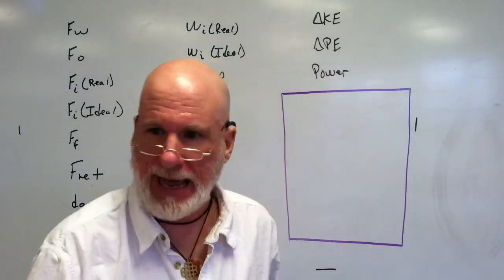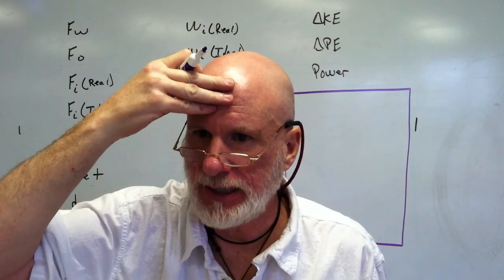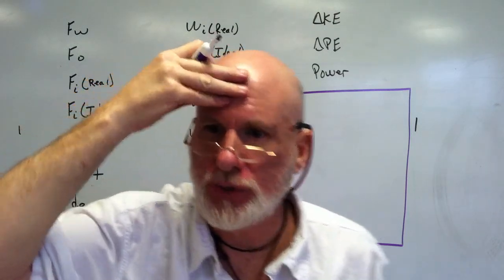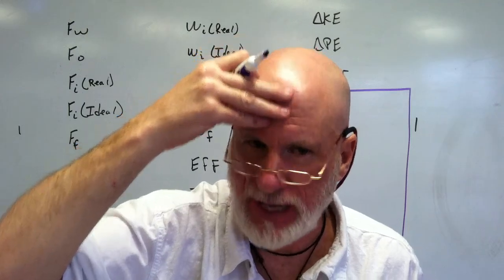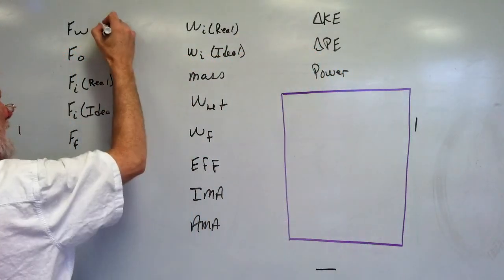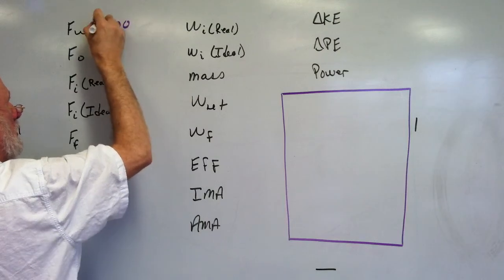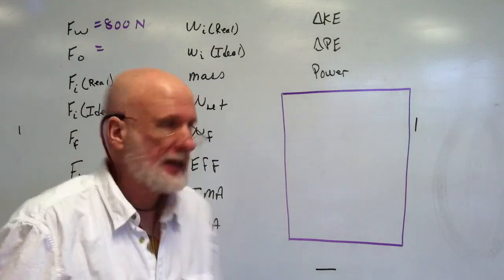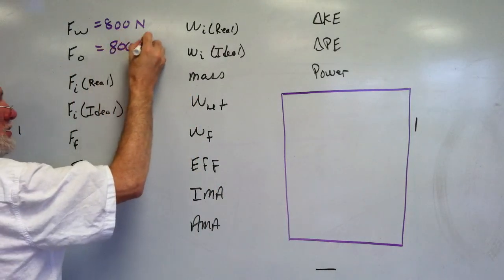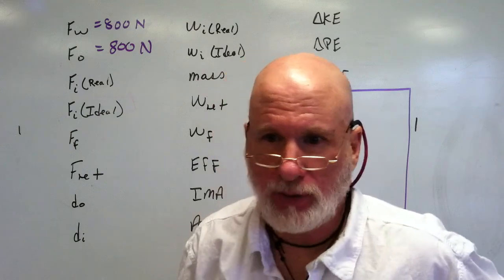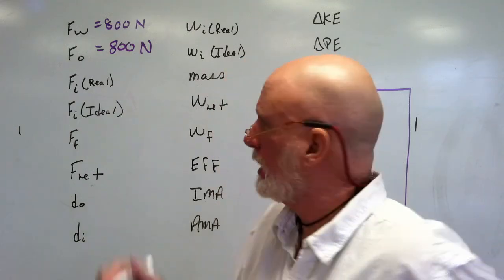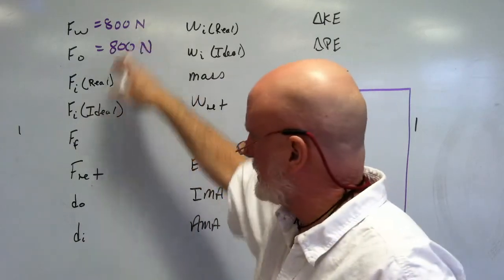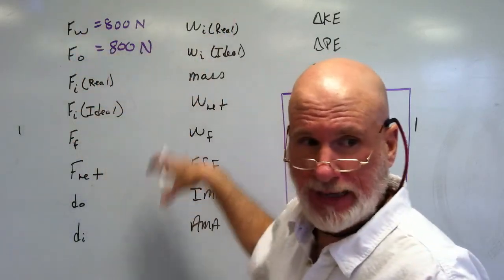Okay, so let's fill in what we have. 800 newtons is what? Mass? No, FW. 800 newtons. FW. What's the giveaway? Newtons is force, right? So that's 800 newtons. What's FO? 800 newtons. Good. What's FI real? What's the input? Well, we don't want to know that yet. Let's skip that for just a minute. That's something we have to calculate. This isn't listed necessarily in the order in which we're calculating these.